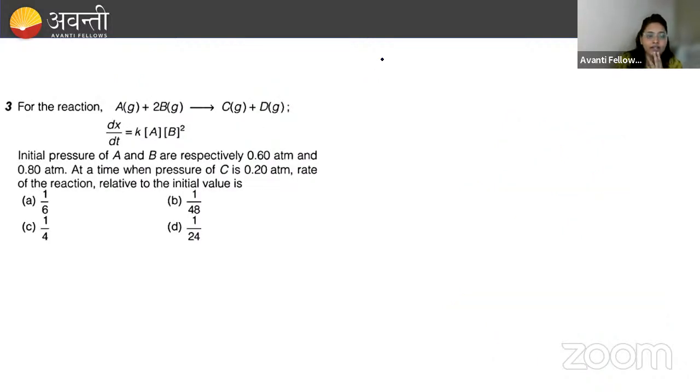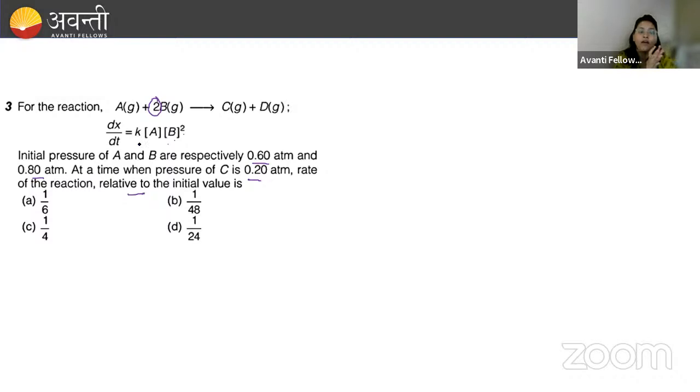Here a reaction is given, A plus 2B gives C plus D. The rate of this given reaction has been written as dx by dt is equal to K, concentration of A into concentration of B raised to its number of moles, that is 2. We have written the 2 as the power. If the initial pressures of A and B are respectively 0.60 atm and 0.80 atm, at a time when the pressure of C is 0.20 atm, the rate of reaction relative to the initial value will be?